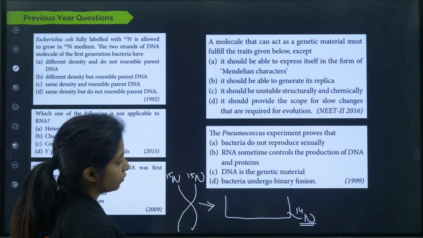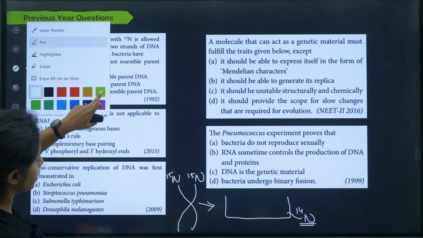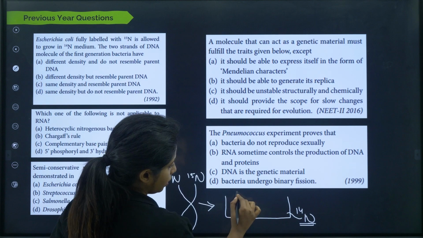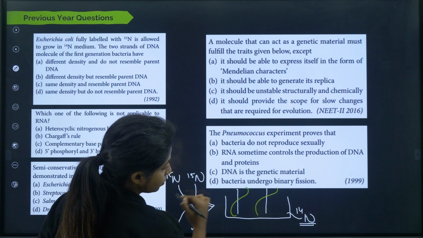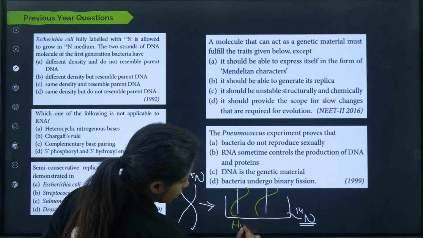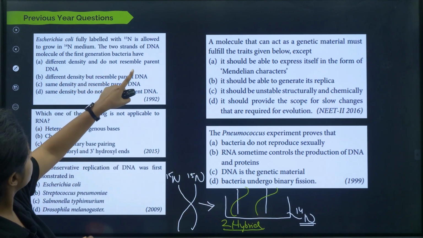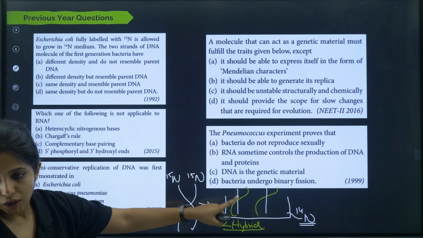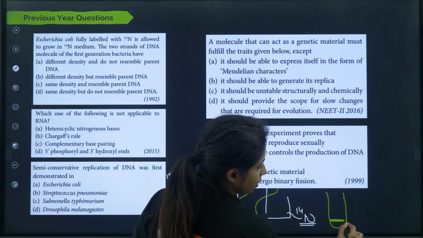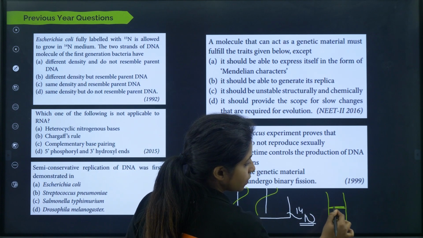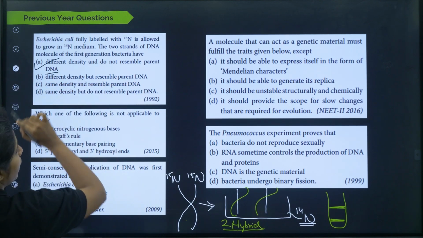14N medium. Fine. The two strands of the DNA molecule of the first generation bacteria will have... So, first generation bacteria, as in when I am putting this over here, these two strands open up and N14 is there. So, this comes, now I have two hybrids, with different density, and they do not resemble the parent DNA. Do they resemble the parent DNA? No. Do they have different density from the parent DNA? Yes, because 15-15 will be in the down region, but if it's hybrid it will be in the intermediate density. So, they will have different density and do not resemble the parent DNA as well.